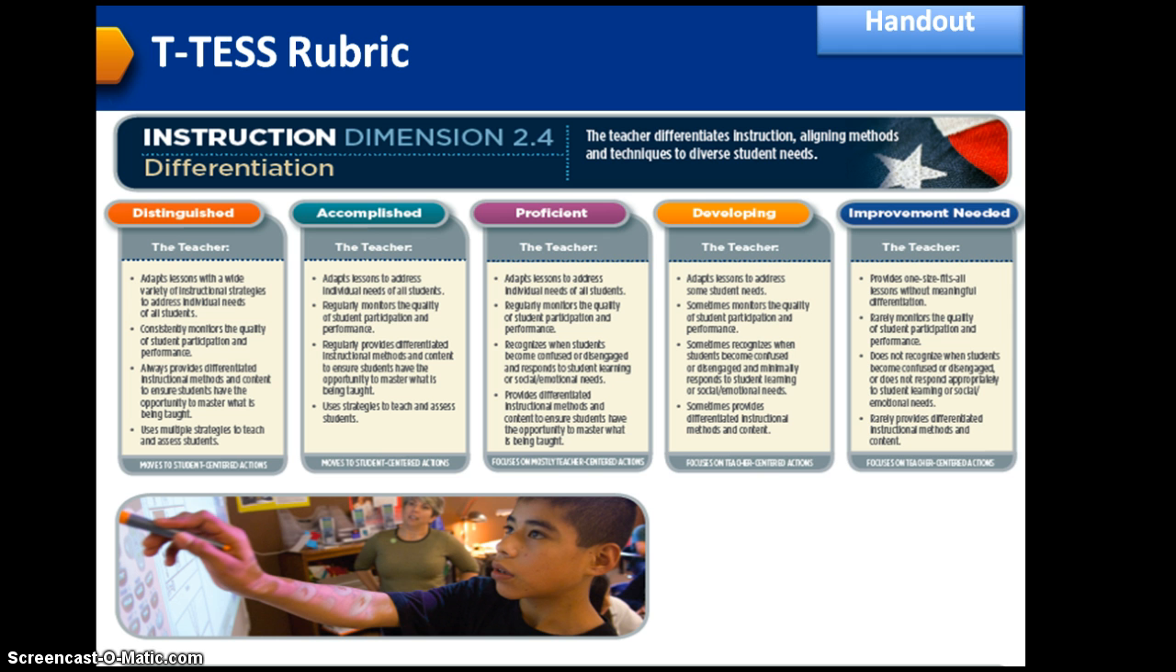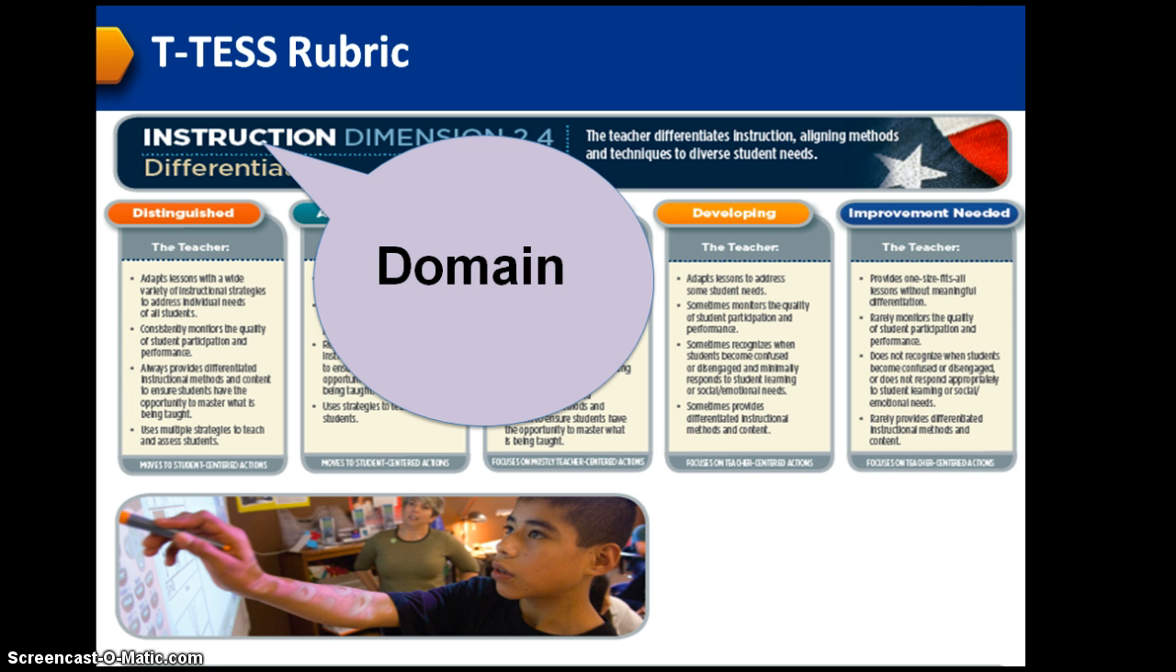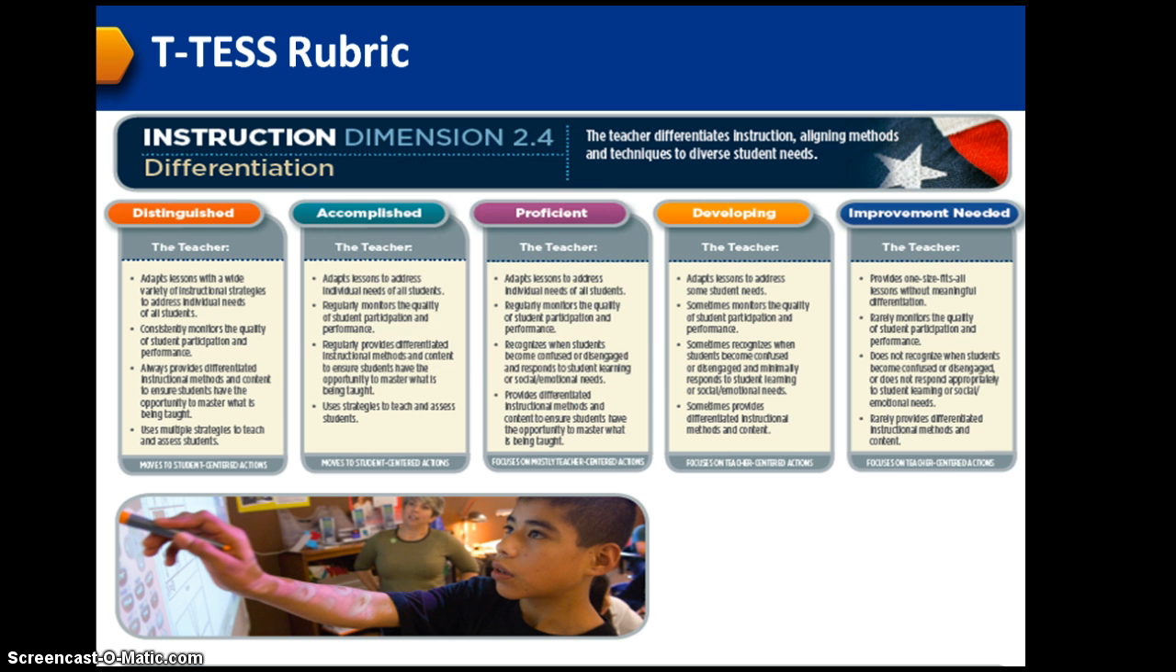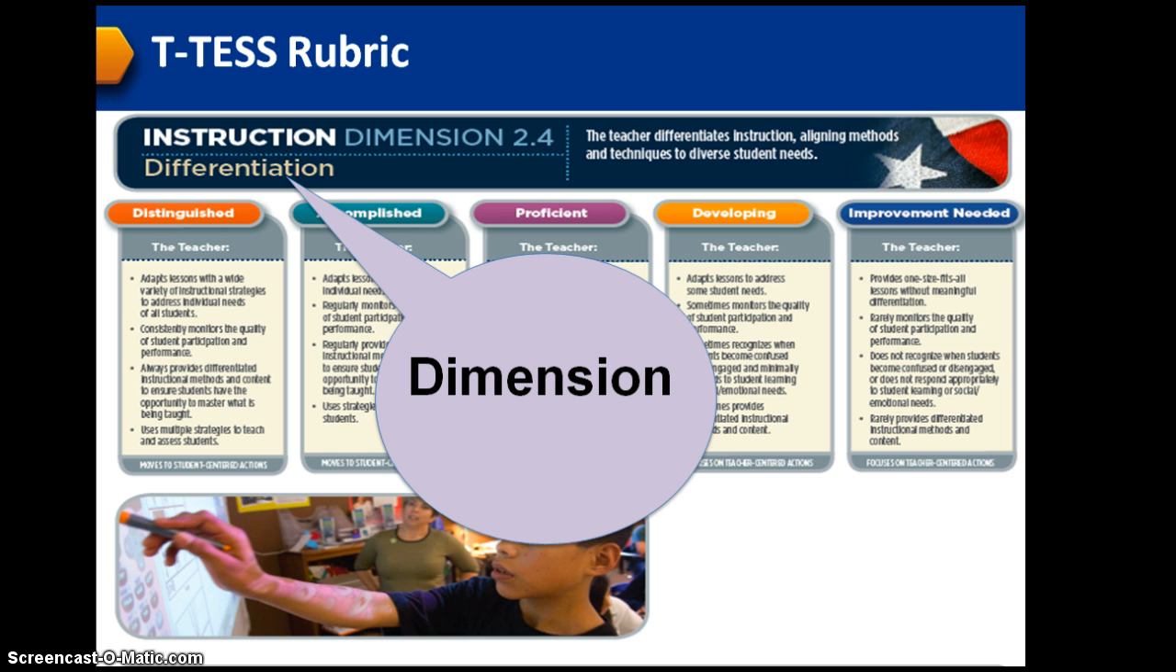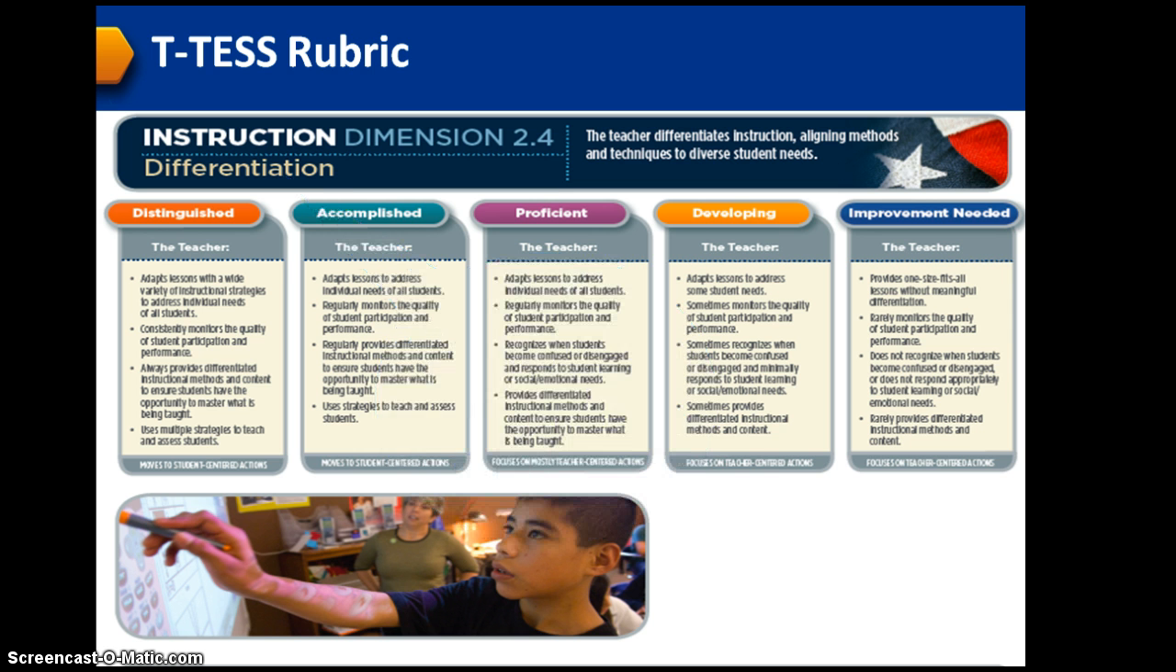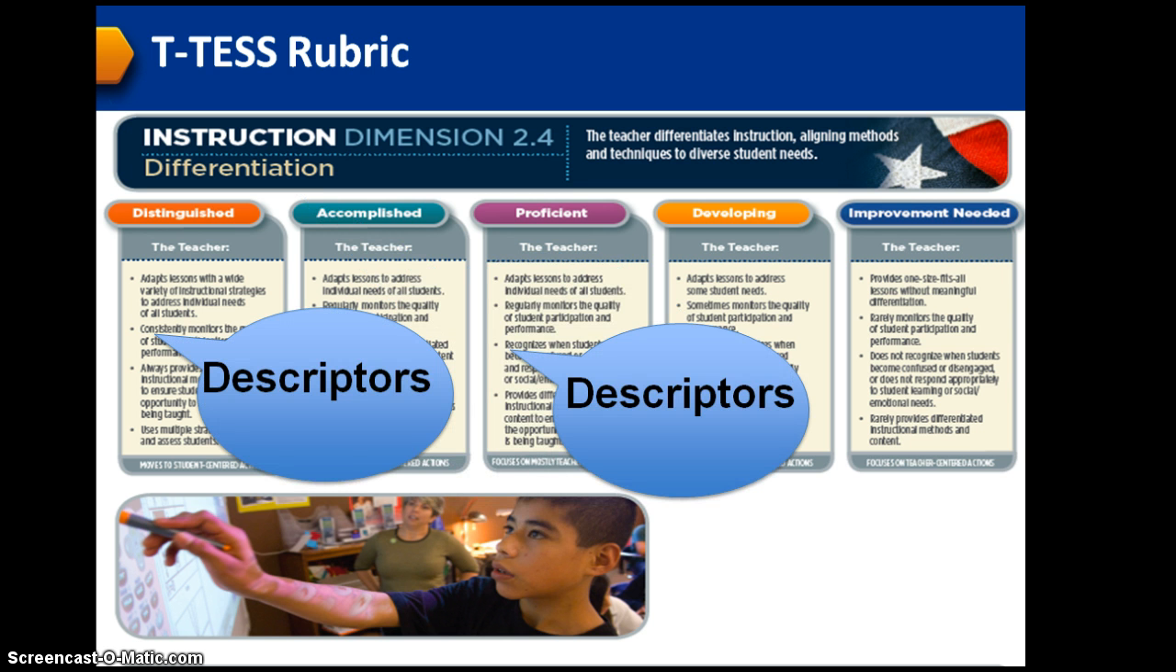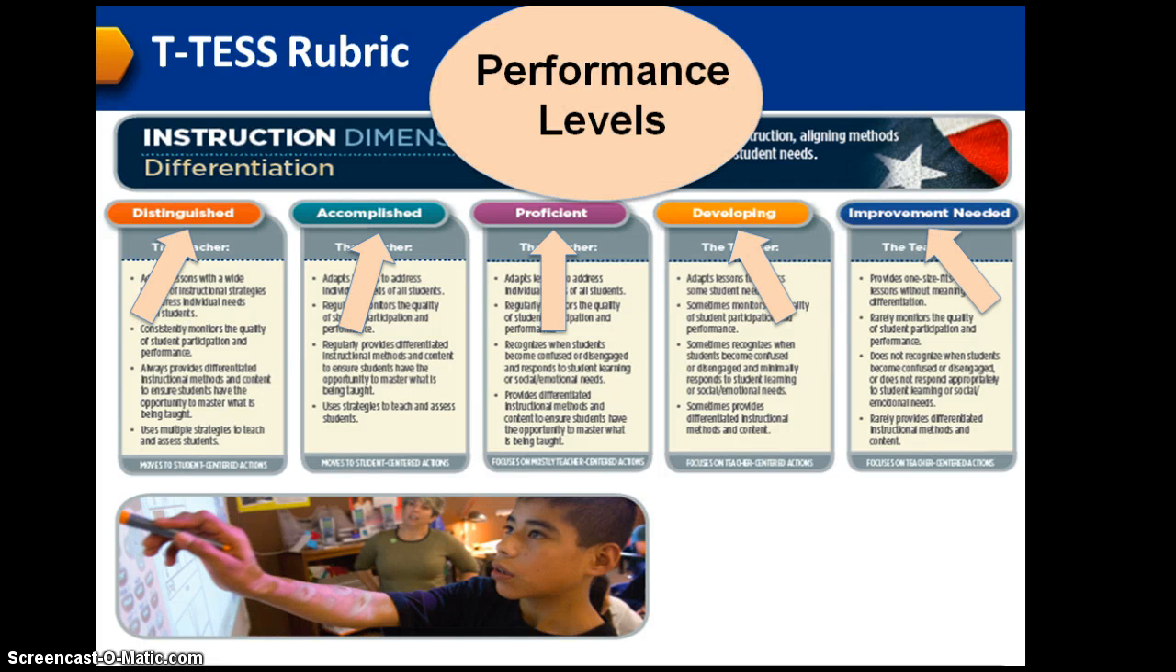This is an example of what the T-test rubric will look like. It starts with a domain. The domain on this would be instruction. From there, there's a dimension. This is dimension 2.4. It says differentiation. Right here you'll see. Also know that here it gives you an example of what this is. For example, the teacher differentiates instruction, aligning methods and techniques to diverse student needs. The next thing is the descriptors. That really tells you what it means to be this teacher. And here you see your performance levels.